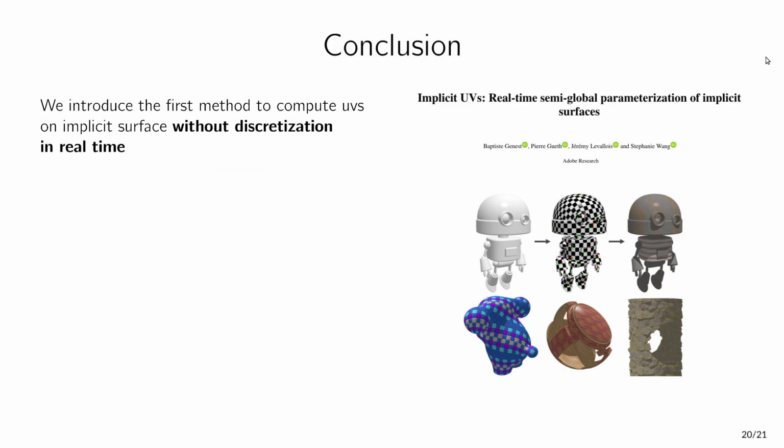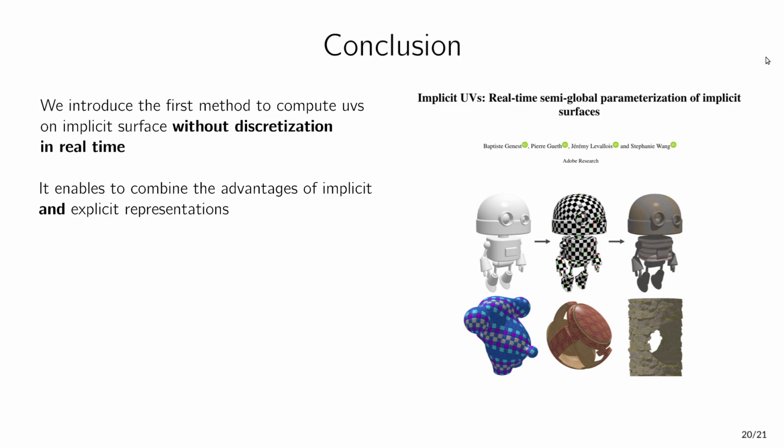All right. And so to conclude, we introduced the first method to compute UV coordinates on implicit surfaces without any kind of discretization, and that runs in real time in a sphere tracing pipeline. Then we show that it allows you to combine the advantages of implicit representations and get the explicit control that you can get over your shape with textures, which is really the most promising thing about that.